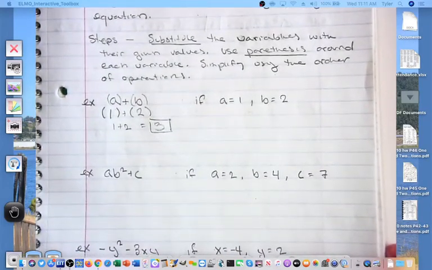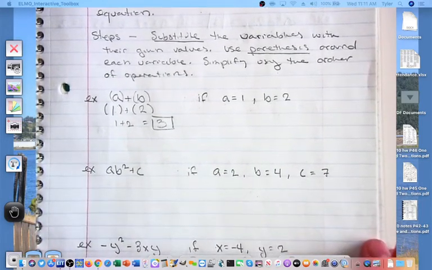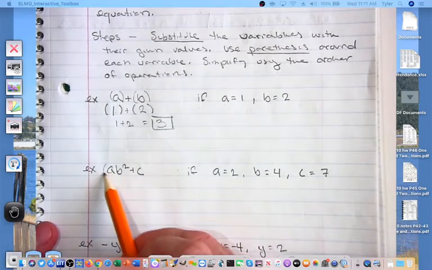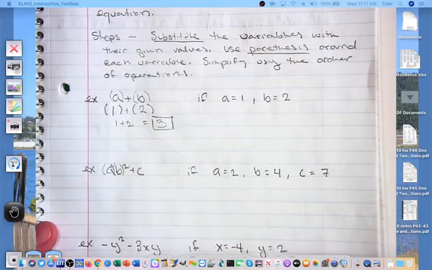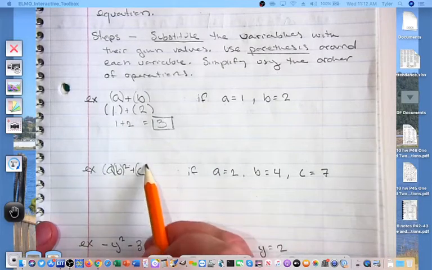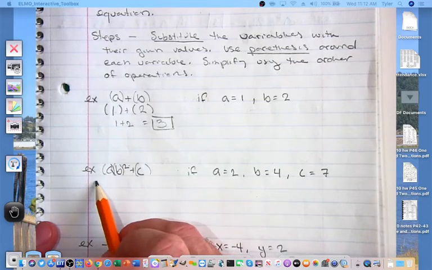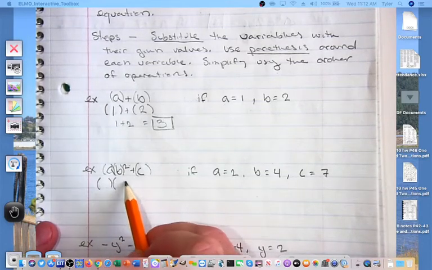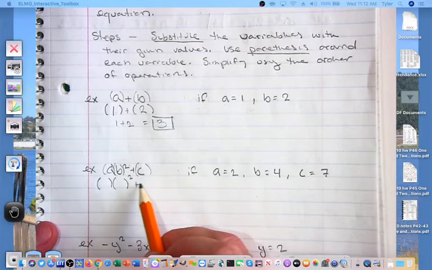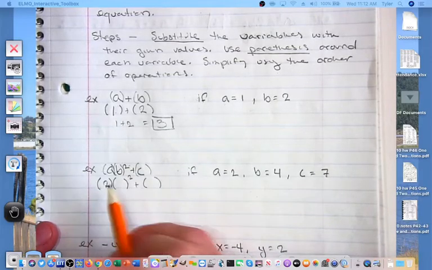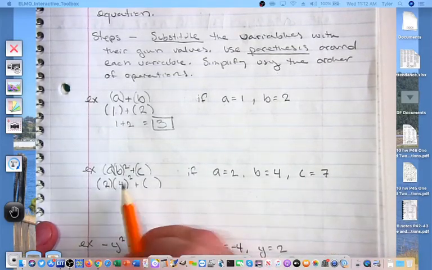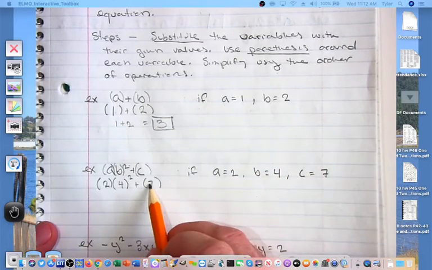So the parentheses that I put in at the very beginning are really important. A lot of students will forget to put the parentheses in, or they won't work things out appropriately. So first, I put a parenthesis around a, I put a parenthesis around b. That exponent is still outside of it, and I put a parenthesis around c. I'm going to empty the parentheses. A times b squared plus c. And I'm going to replace each of those variables with the given value. A is equal to 2, b is equal to 4, and c is equal to 7.